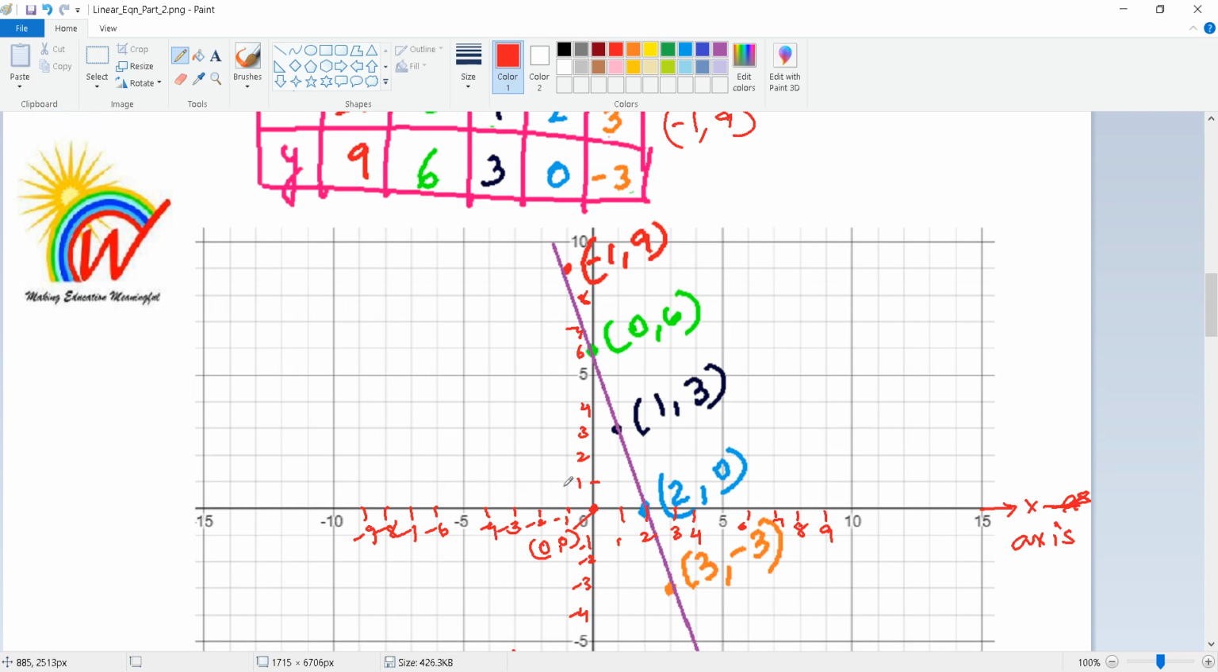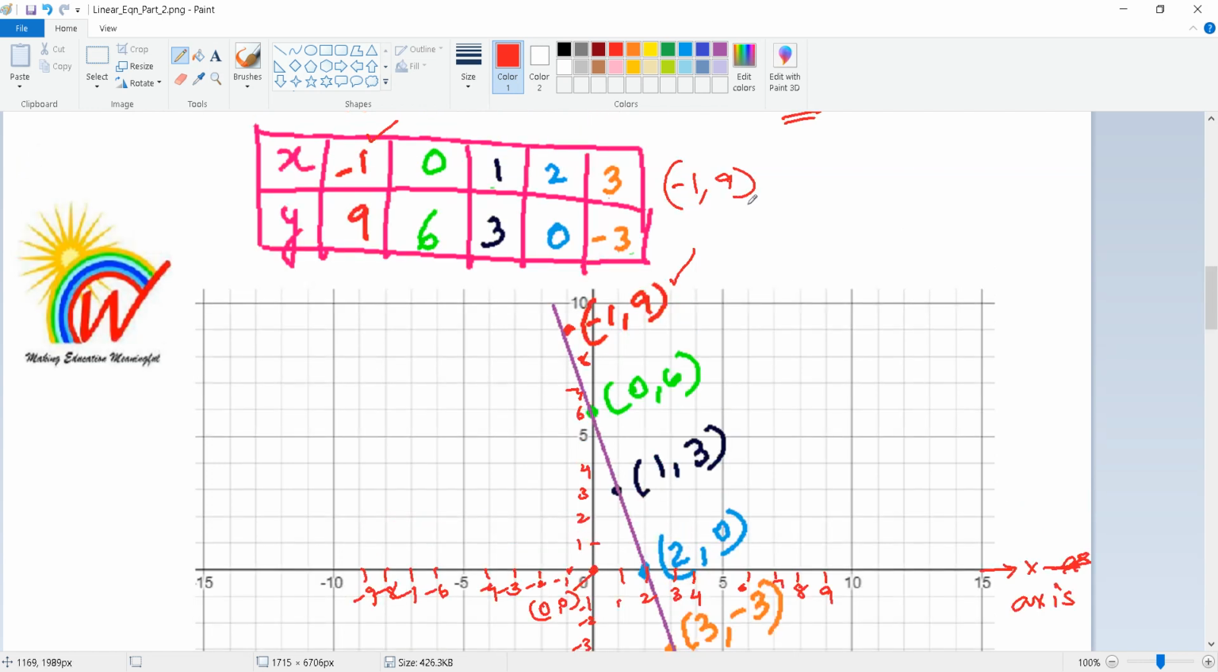So 9 on the y-coordinate is over here. You keep your hand on minus 1 and go up till 9. This is the point minus 1 comma 9. Got it? Now you get 0 comma 6. That is 0 on the x-axis, 6 on the y-axis.